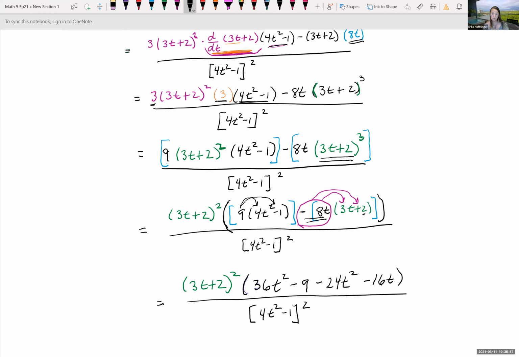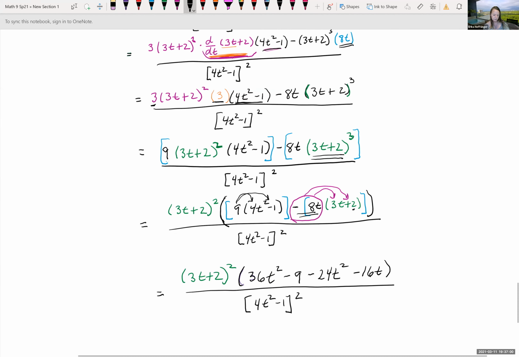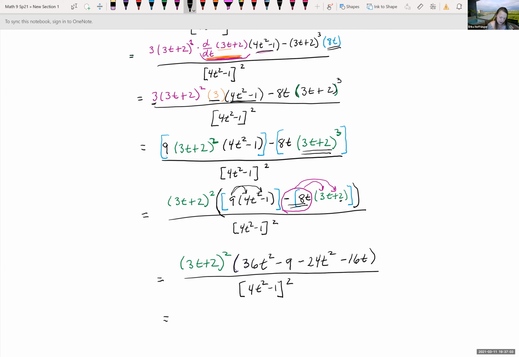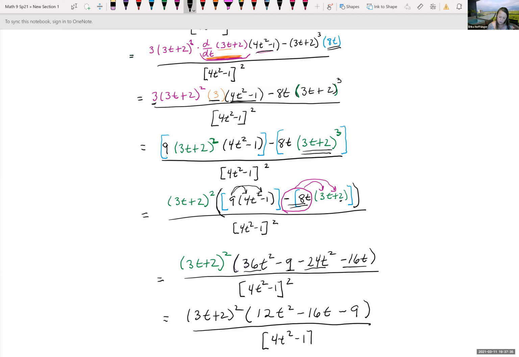And as we have like terms in one of the parentheses in the numerator, we still have that 3t plus 2 quantity squared. In that second parentheses, let's combine like terms. So we have a 36t squared minus a 24t squared. That's going to give me 12t squared. There's no other term with just a t besides that minus 16t, so bring it down and bring down our minus 9. All over 4t squared minus 1 quantity squared.